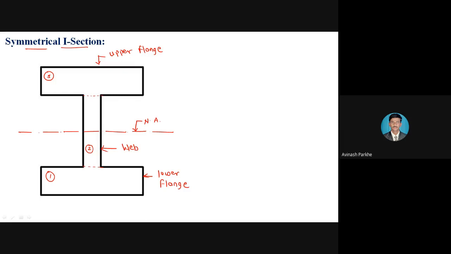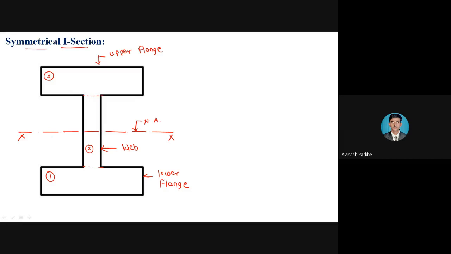So if the I section is given to you, it consists of a total of 3 rectangles. Out of that, 2 are horizontal, that is section number 1 and section number 3. The lower rectangle is called the lower flange because it is provided at the bottom side. The other one is called the upper flange because it is provided at the top side. And the vertical rectangle, section number 2, is called the web. If you think about this section, above the neutral axis the section is the same, and below the neutral axis again the section is the same. Therefore, we can say that this section is symmetrical about the x axis.